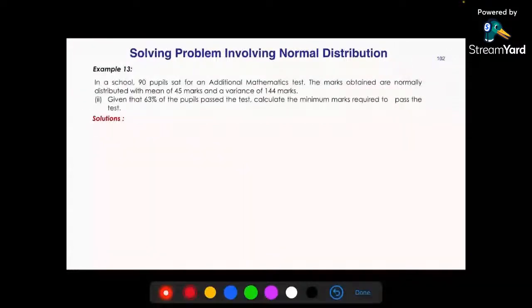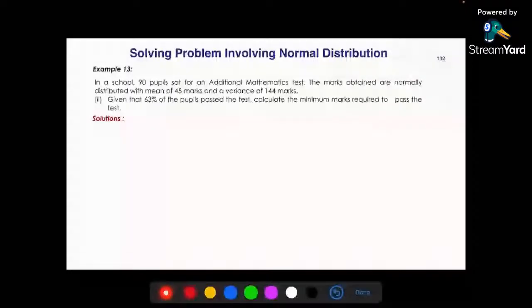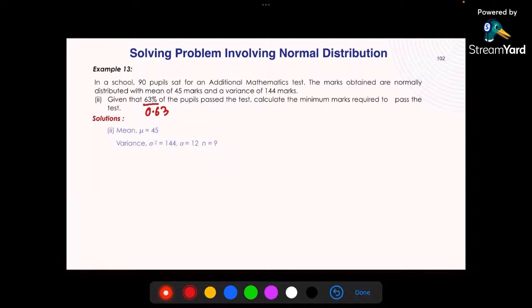90 pupils set for additional mathematics. Again kat sini B lagi kan, dia kata given that 63%, this one represent the probability 0.63. Pass the test, calculate the minimum marks required. So again kita buat macam mana? So dia kata kat sini pass, calculate the minimum marks required.